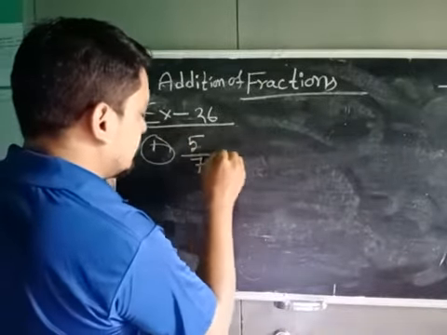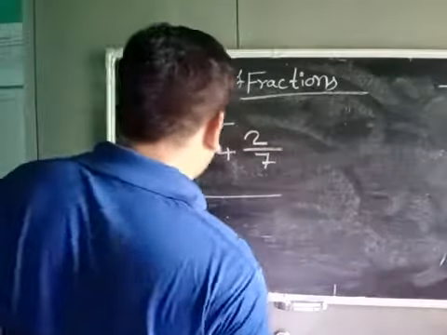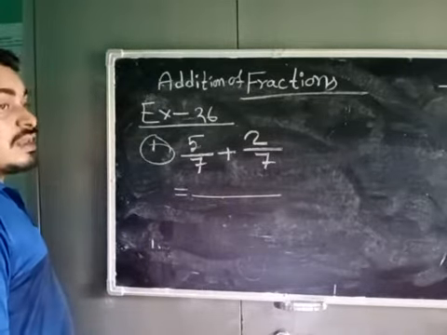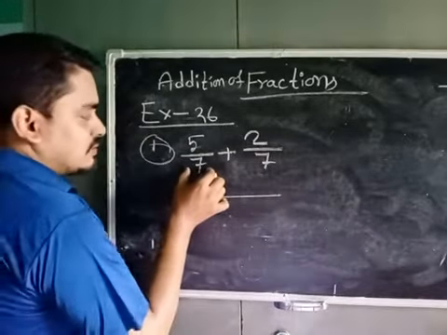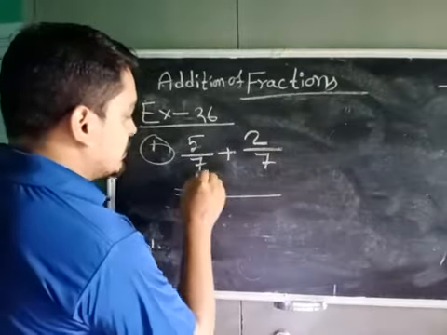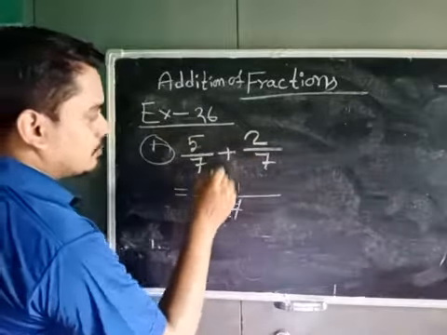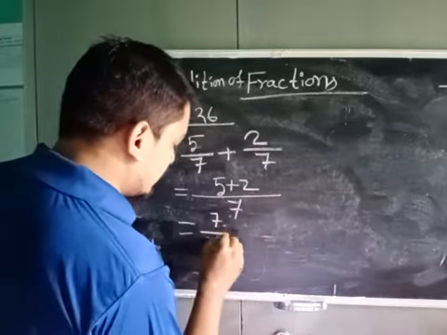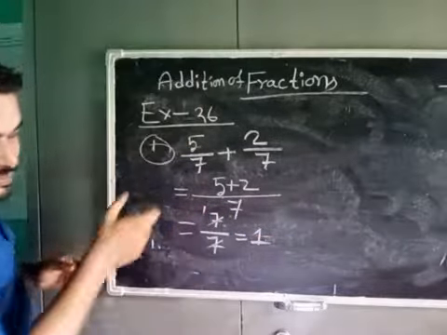5/7 plus 2/7. Here you observe one thing. These are like fractions. Actually, what are like fractions? Like fractions are fractions having same denominators. Here you see what is the denominator? 7, here 7. So for like fractions there is a process. So here 7 will come. Then after this 2 will plus only. 5 plus 2 equal to 7/7. So if we cut 7/7 we will get 1. So our answer is 1 for like fractions. Understand?